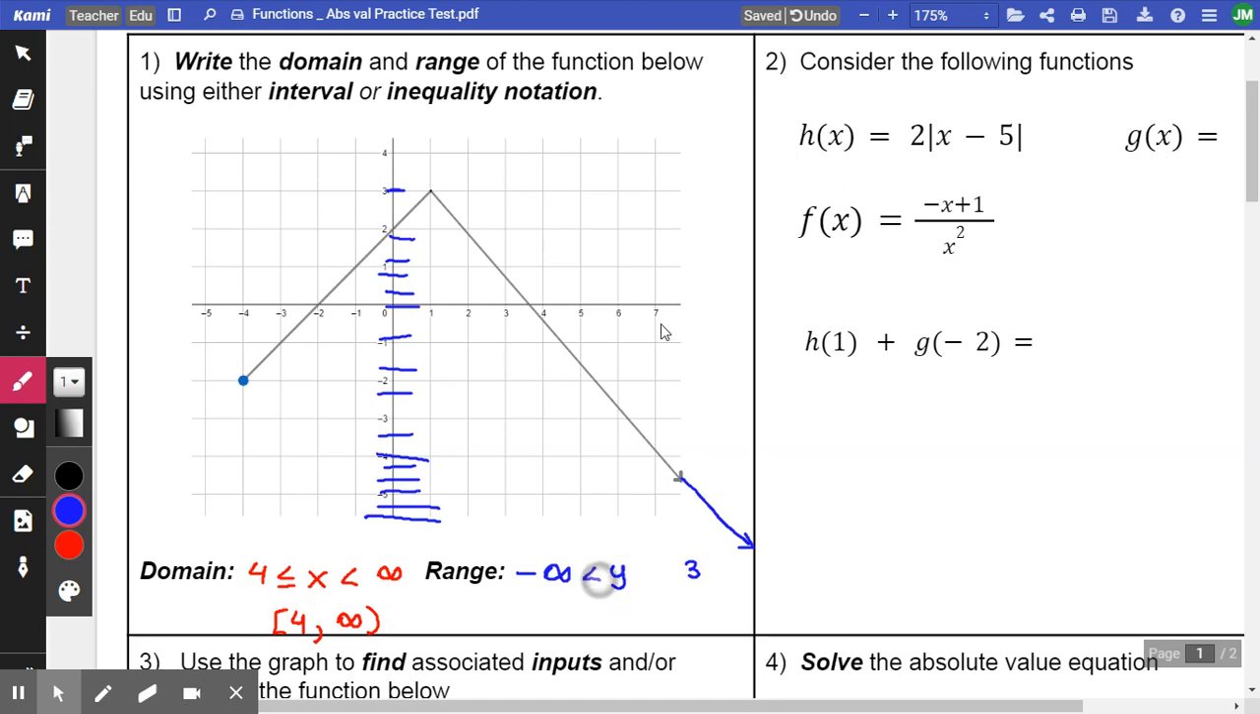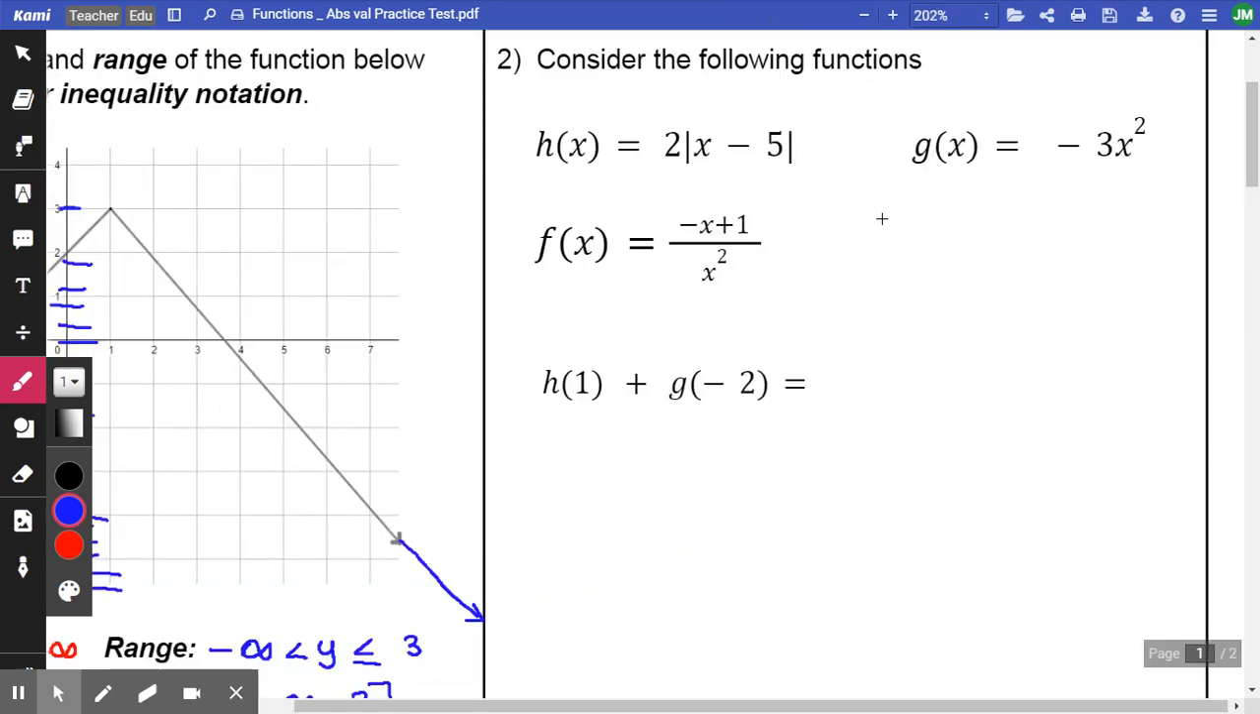Infinity is never included, but up here we have a peak, which is a set point on the graph, so this value at 3 will be included. As interval notation, we come from negative infinity and we go up to 3 with open at infinity and closed at 3. Question number 2.